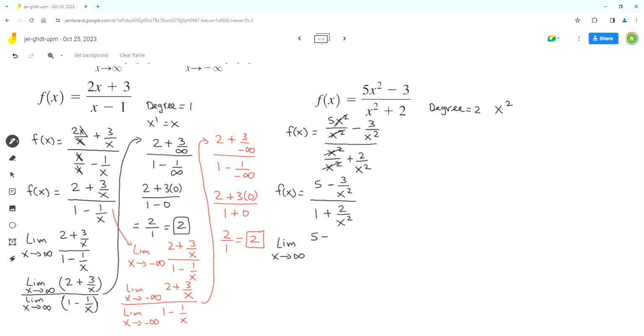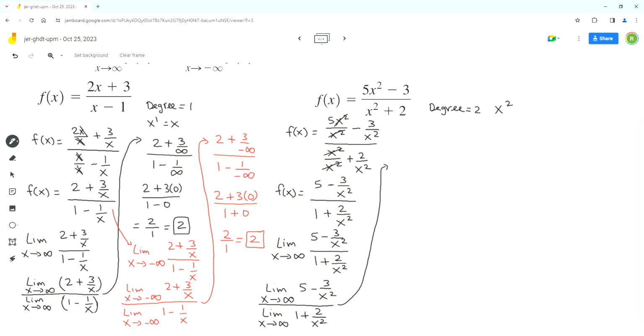So 5 minus 3 over x squared over 1 plus 2 over x squared. Now we can distribute the limit to the numerator and the denominator. So limit as x approaches positive infinity of 5 minus 3 over x squared, over limit as x approaches infinity of 1 plus 2 over x squared. Now we can evaluate the limits.